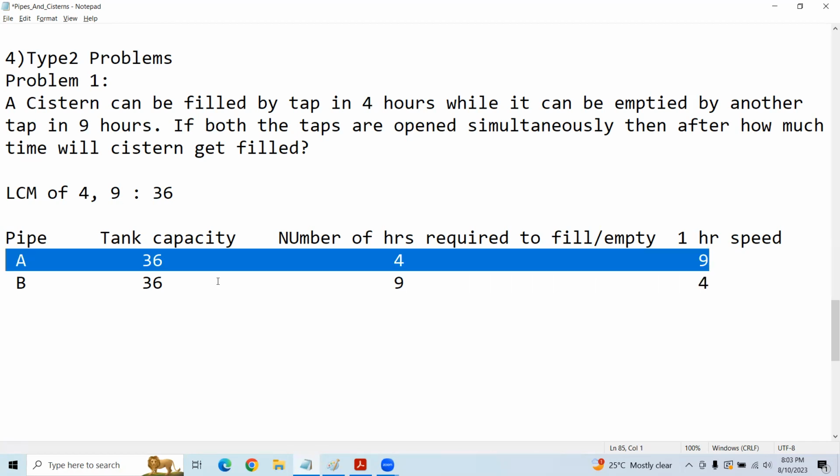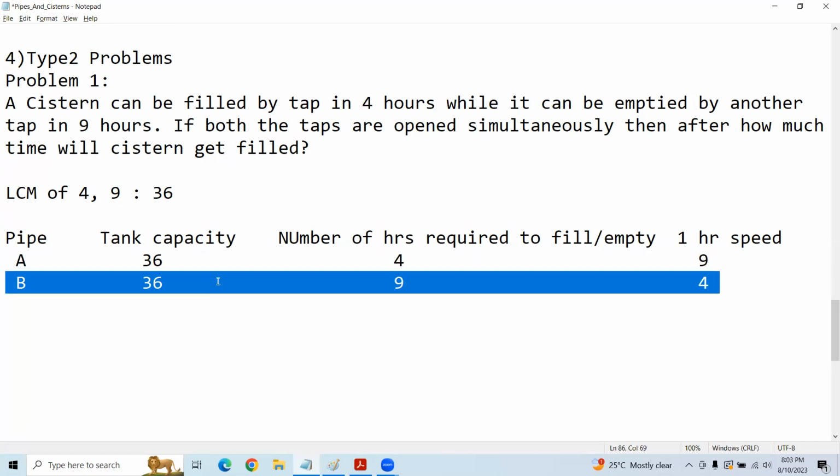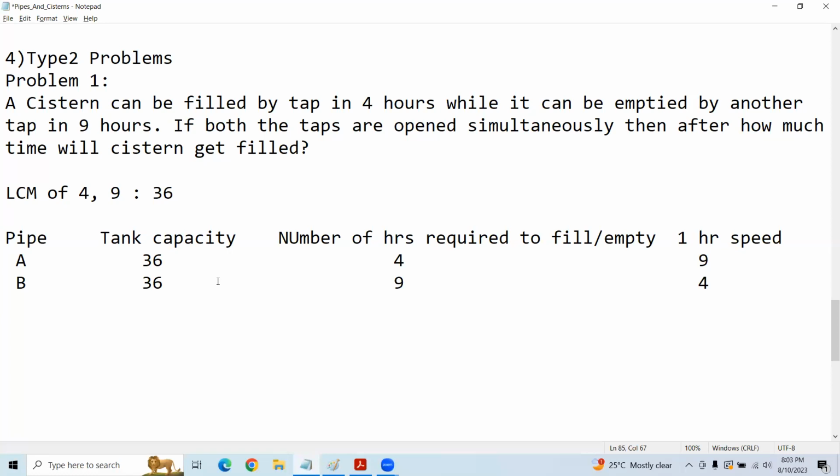But what is the difference between pipe A and pipe B? Pipe A is doing some positive work because it is filling the tank, and pipe B is doing some negative work because it is emptying the tank. So if we write the outlet pipe, we should write the negative symbol over there. For pipe A, you can keep it as 9. Wherever it is a leakage or it is taking water out of it, we can say that it is doing negative work. So it is emptying the tank, so we will put that as a minus sign.